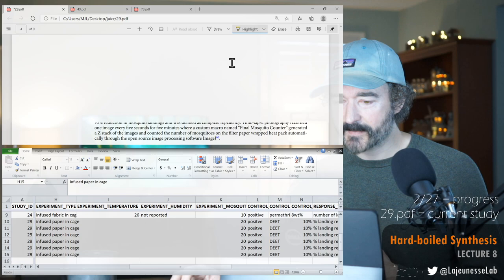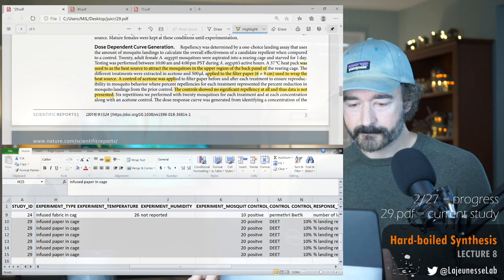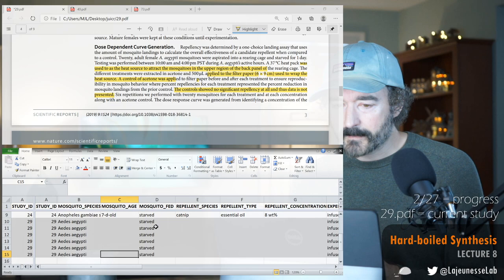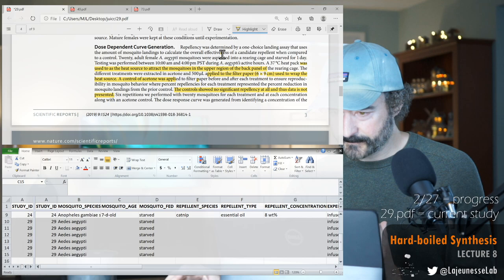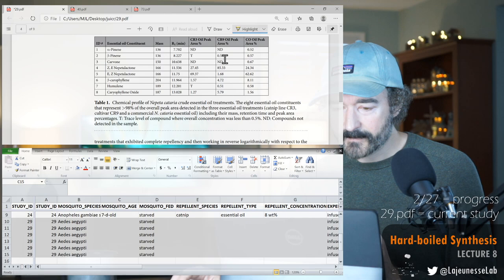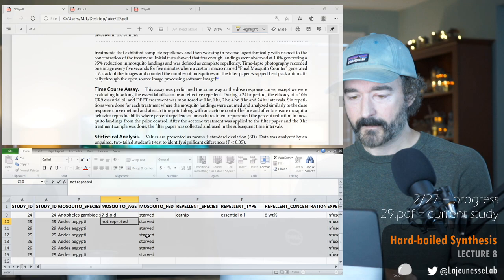And then they say that the methods are the same from the other thing. Okay, 20 females were aspirated in the cage and starved for one day. Nice. They say adult. I mean, by definition, a pupated insect is an adult. So this does not provide information on how old the mosquitoes are. Repellency was determined. 20 adult females were aspirated in a cage, starved for one day. I'm just double reading this to make sure. All right, so we don't know how old those mosquitoes are. They just call them adults.